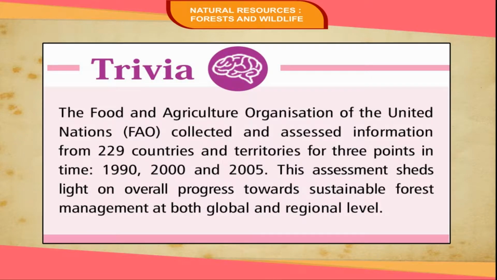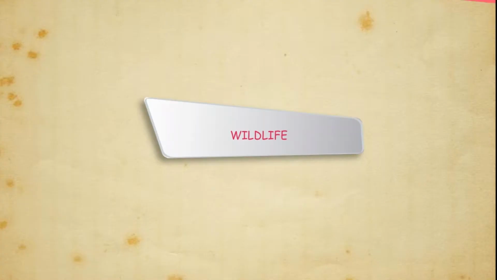Trivia: the Food and Agriculture Organization of the United Nations, FAO, collected and assessed information from 229 countries and territories for 3 points in time, 1990, 2000 and 2005. This assessment sheds light on overall progress towards sustainable forest management at both global and regional levels.